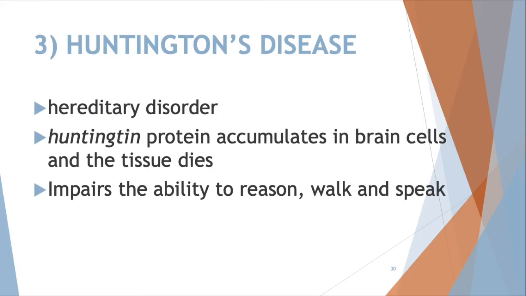Huntington's disease. It is a hereditary disorder. Huntingtin protein accumulates in brain cells and tissue dies. That's why merong Huntington's disease. It also impairs the ability to reason, walk, and also speak. Okay? So there is an overproduction of dopamine dito sa Huntington's disease. So it will create wild, jerky, almost continuous flapping movements and almost dancing, which they refer to as chorea.